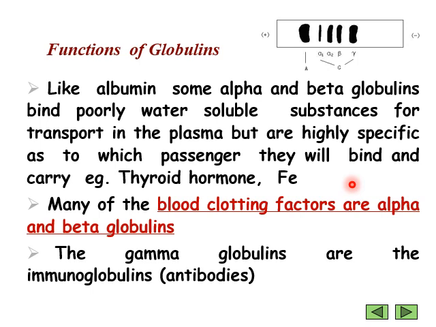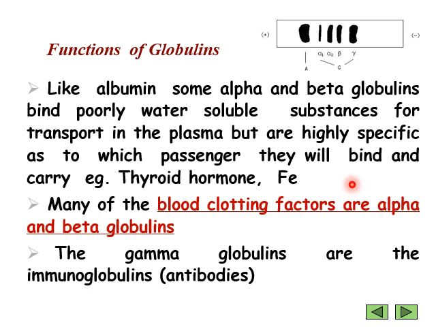But this was not the case with the albumin. They were not specific. Albumin, as I told you, transport is not specific. They can bind any lipid soluble substance in the plasma. But these globulins bind a specific substance. Okay. The first function is transport, which is the main function.